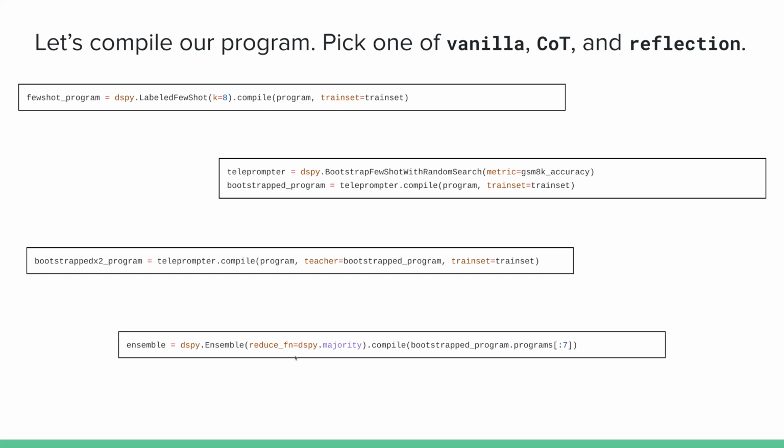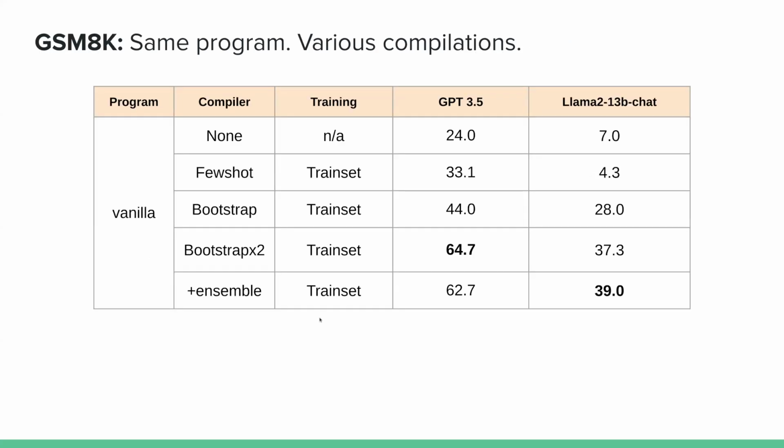So things like KNN manipulations, where you say, I'd like my program to actually bootstrap demonstrations based on things that are similar to the question I'm trying to answer now. A lot of other possibilities there. So with this same program, the vanilla program, the first one we wrote, we have results here with GPT 3.5 and Llama 2 13 billion chat. And what you see is that exact same one-liner compiled with these one-liner or two-liner prompt compilers.